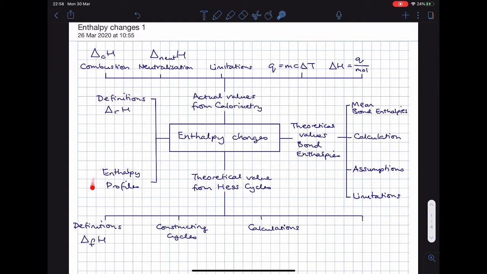going to look at enthalpy profiles as well, or energy diagrams. We need to understand the definitions within this topic really well, because unless we understand the definitions and be able to write equations for them, we're going to get the calculations wrong later on. So you must try to understand what the definitions mean and be able to write equations for each of these definitions that we're going to look at today.